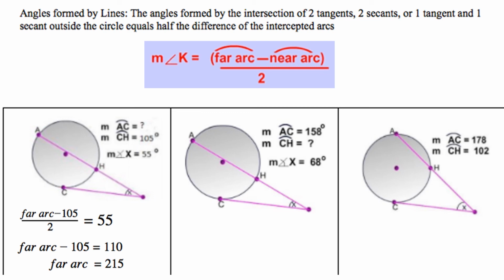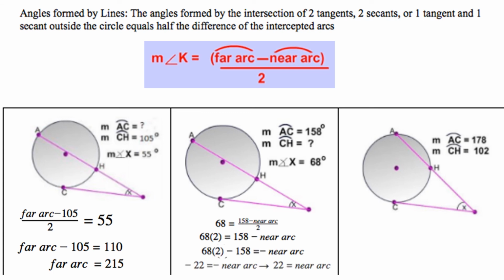In the middle, we know our far arc, but we don't know our near arc. So we're going to do the same process to solve for our near arc. And lastly, in the far right example, we know our far arc is 178. We know our near arc is 102, but we don't know the angle at which we're looking from. So we can plug it in and solve so that our angle is 38 degrees.